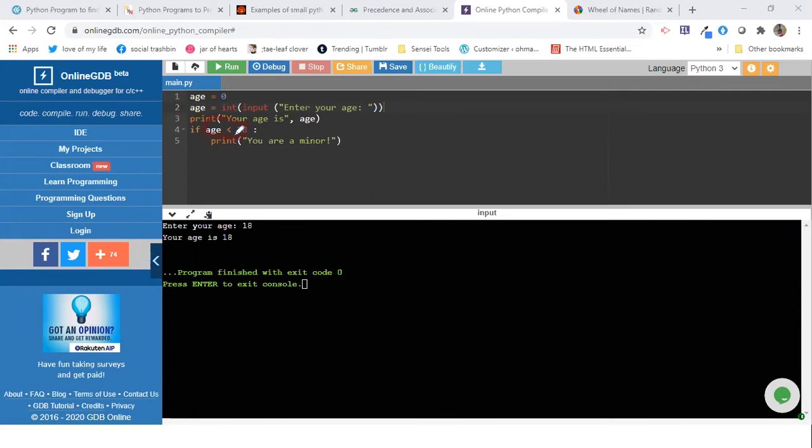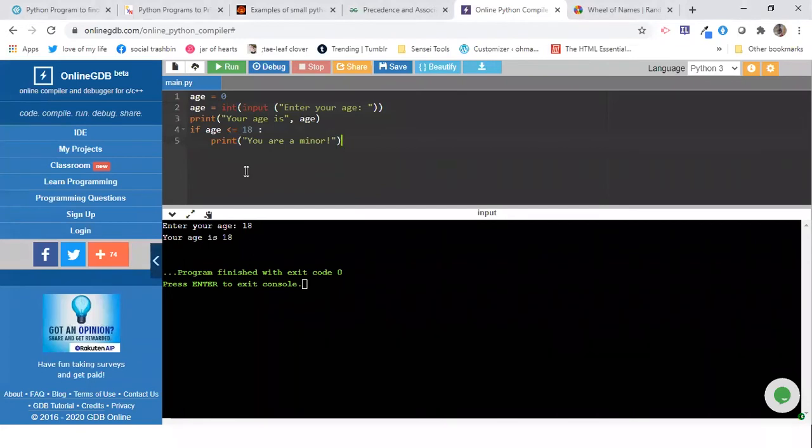Kapag iniba nyo yung equation, this will provide a different output. So, 18, you are minor. Dahil dun sa equal. Pero the original, kailangan less than 18. Yan lang yung output natin.